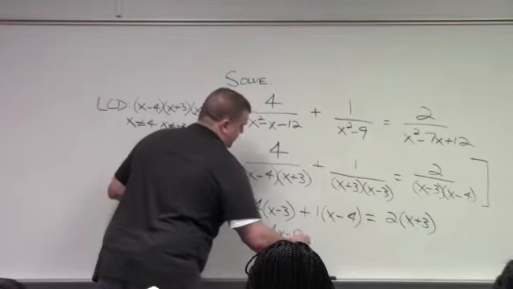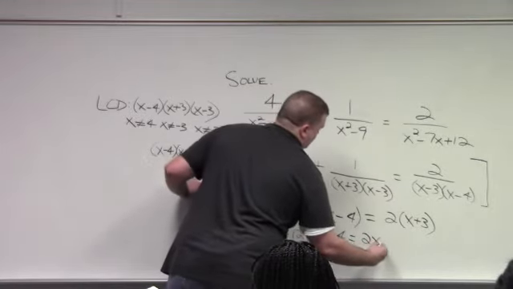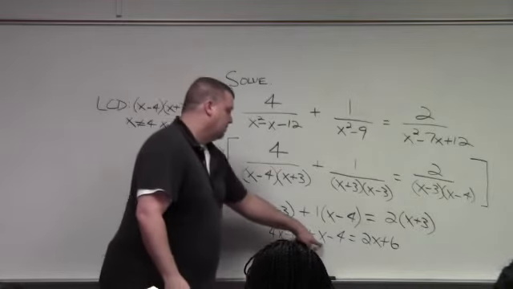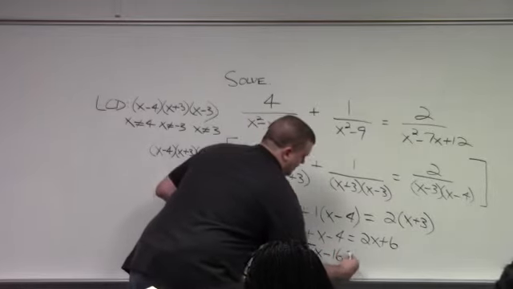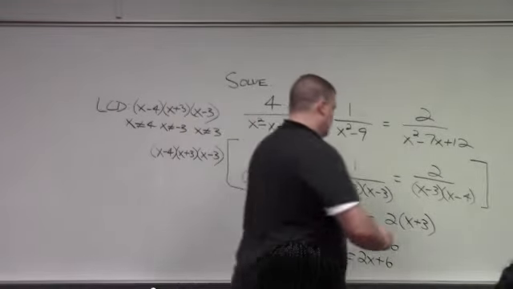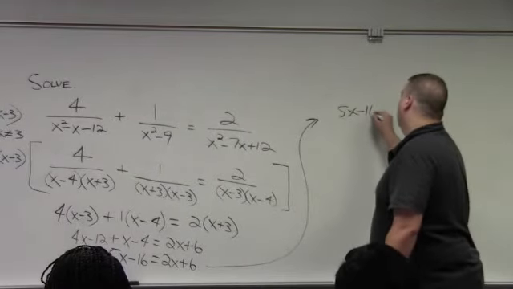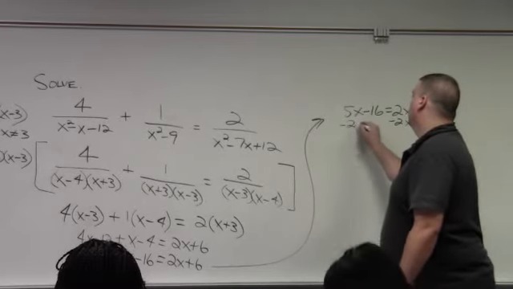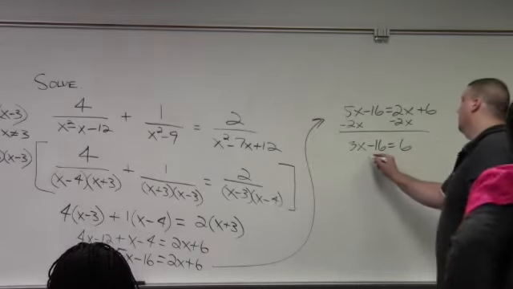Now I just multiply out what I have left. 4x minus 12 plus x minus 4 equals 2x plus 6. Combine like terms. 5x minus 16 equals 2x plus 6. So subtract 2x. Add the 16.